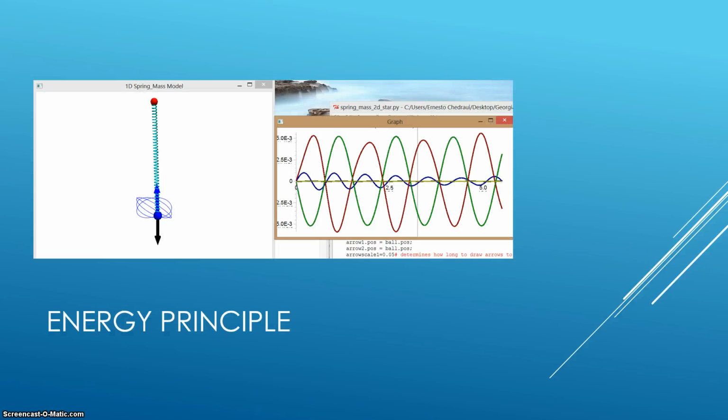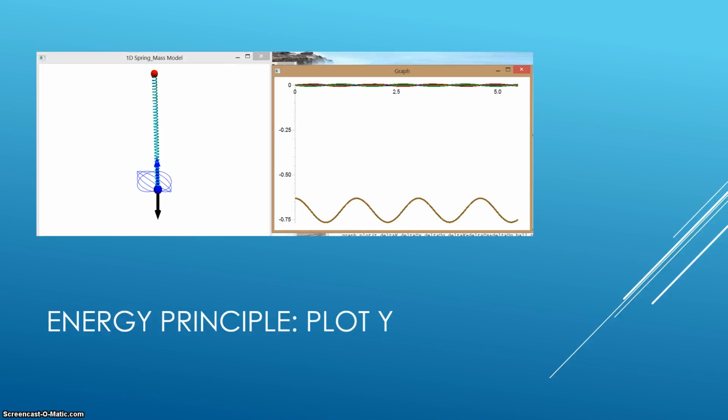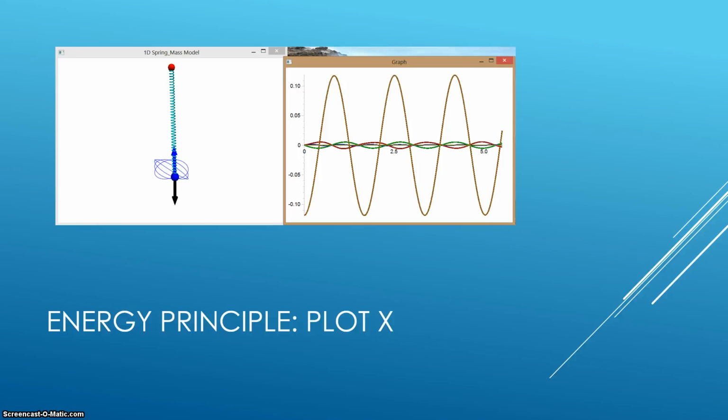Delta UG, gravitational potential, is the green graph. Delta US, spring potential, is the red graph. Delta K, kinetic energy, is the blue graph. And finally, the total change in energy is the yellow graph, which is at 0, as you can see. Then the graphs are printed out, including the y position and the x position using the energy principle.